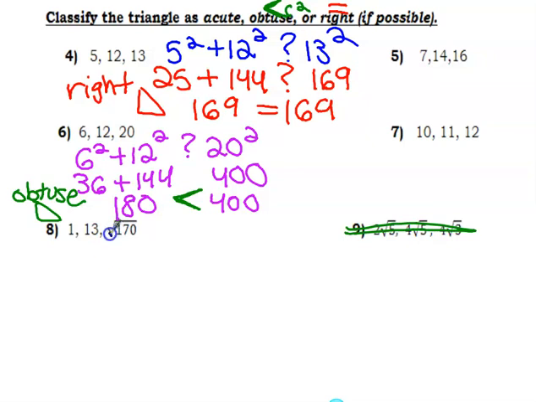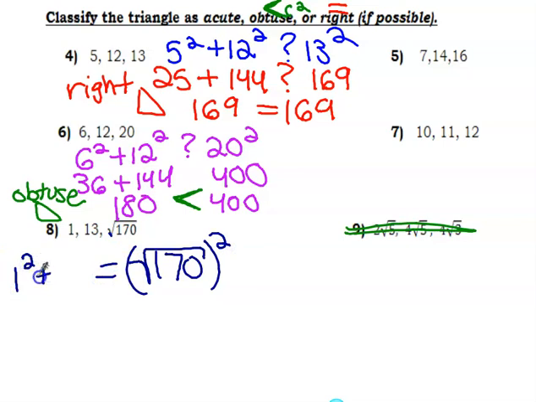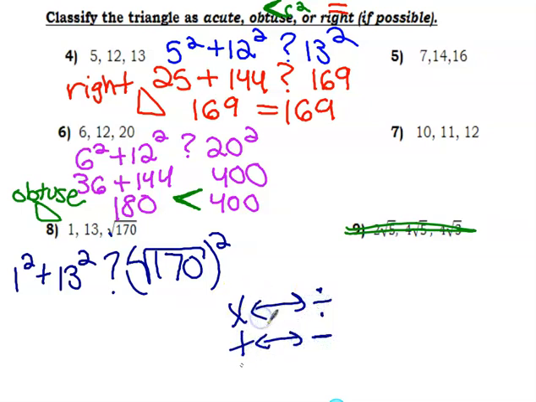So this is the biggest side. So you're going to do the square root of 170, squared. Okay, and then I have 1 squared plus 13 squared. And we're going to see if these equal or not. Okay. Well, let's remind ourselves. The opposite of multiplying is dividing. The opposite of adding is subtracting. The opposite of squaring something, like we've been doing, is square rooting something. So what happens is when I square a square root, these cancel out and I have 170 left.